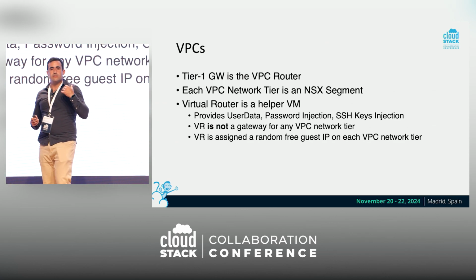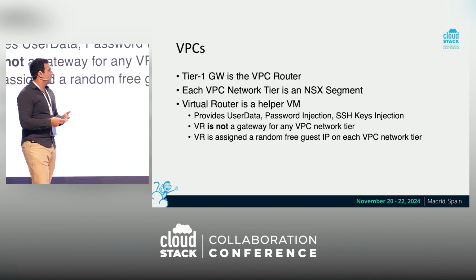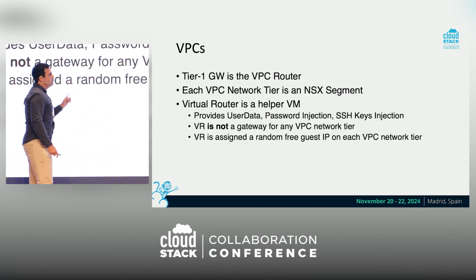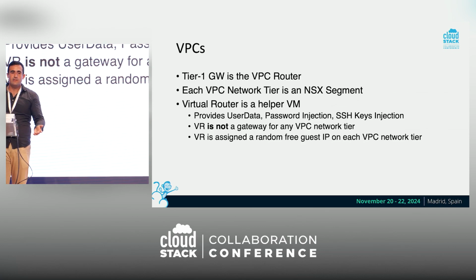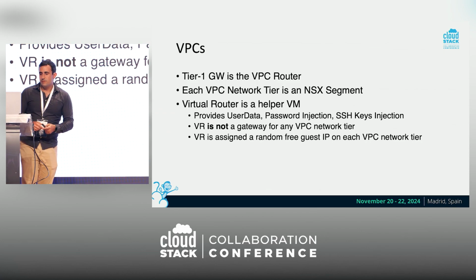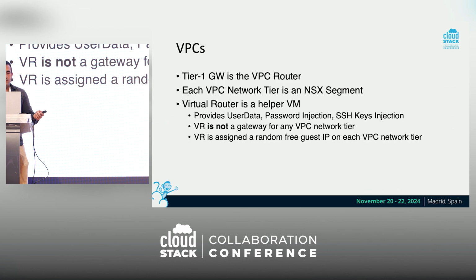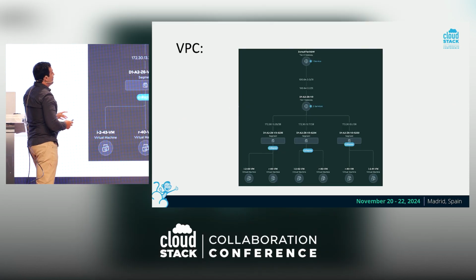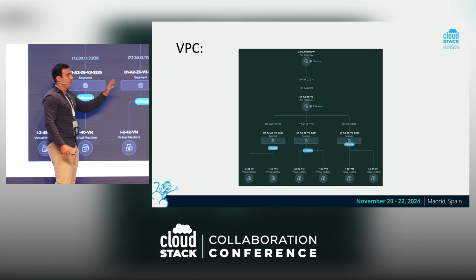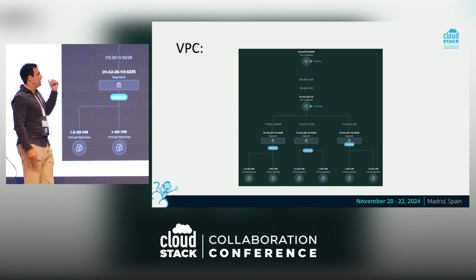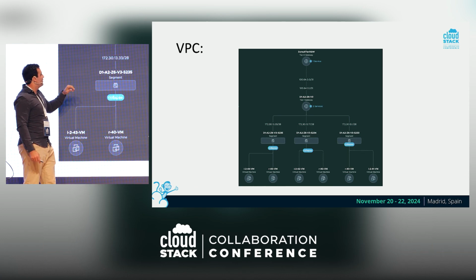The virtual router will still be there because it still provides some functionality like SSH key injection, password injection, and user data. So we need it, but it's not a gateway. So you'll find it connected to your guest, to your VPC tiers, but all the routing will go through NSX. And this is like a typical VPC deployment with 3 network tiers. I have created this in CloudStack, and I will show you in a short demo that I have pre-recorded.